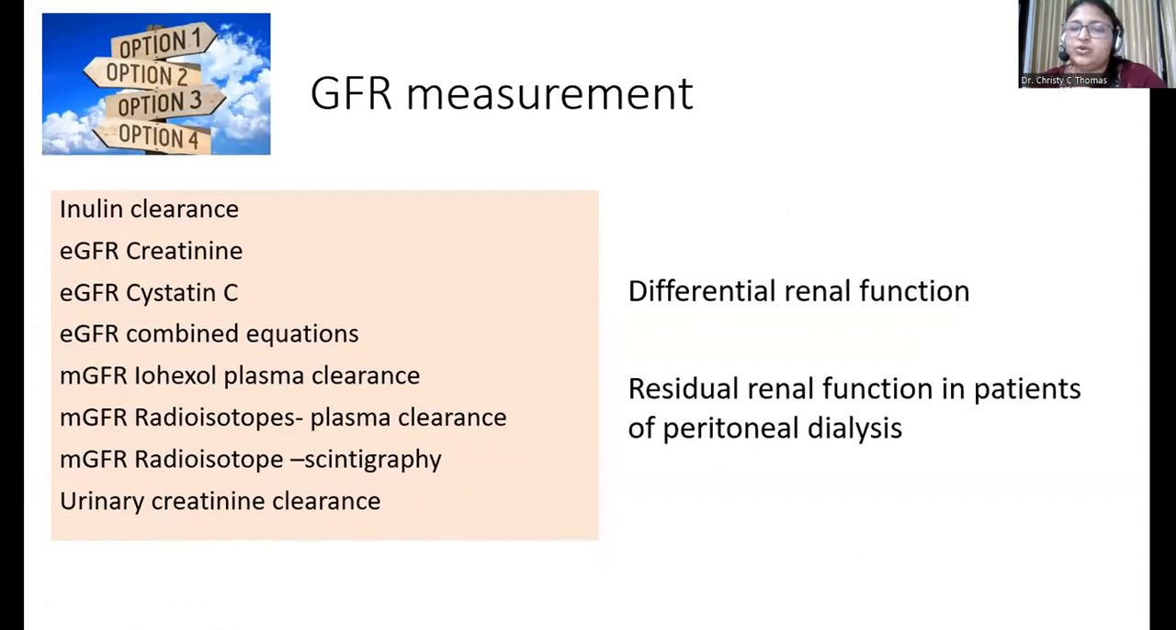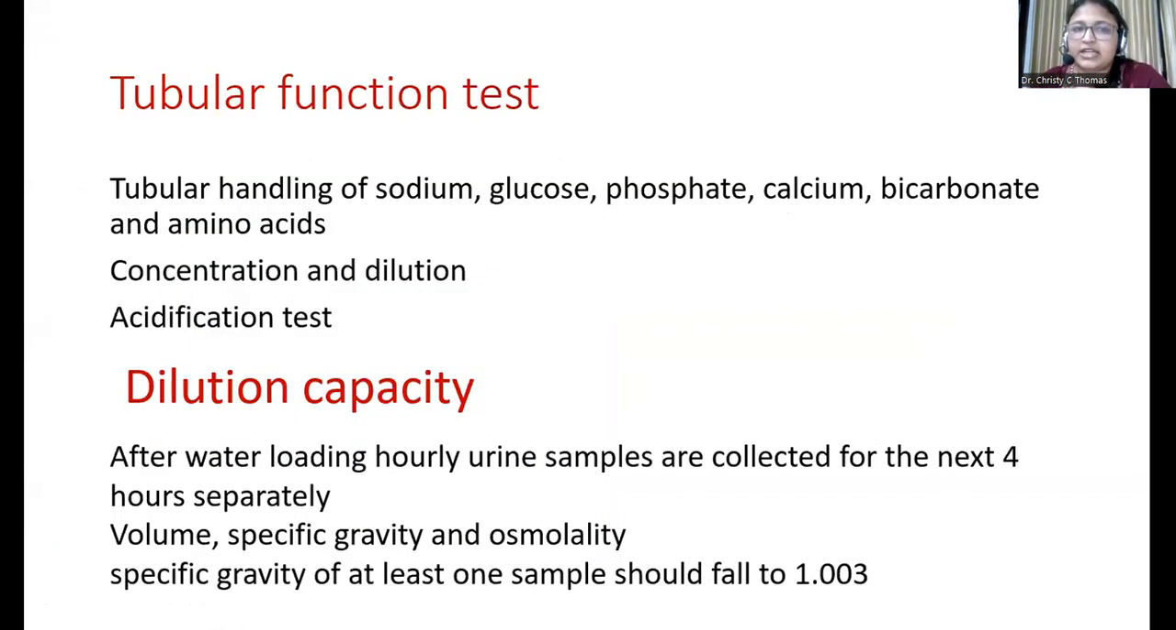If we need to see the differential function of each kidney, there we need imaging. There we use scintigraphy. And if we want to see the residual renal function of a patient on dialysis, the eGFR or the mGFR may not be representative of the renal function. There you may have to opt for urinary creatinine clearance.